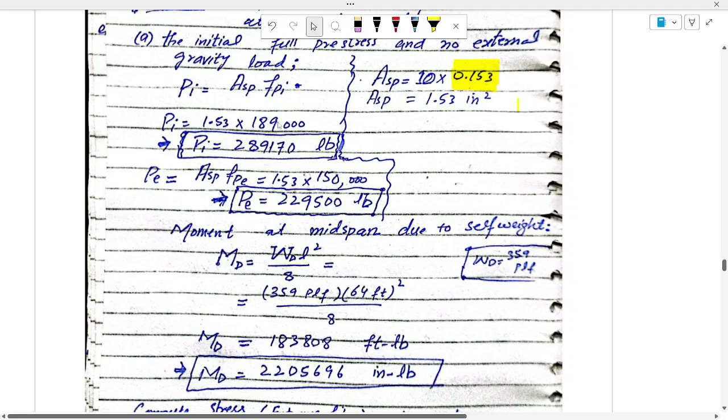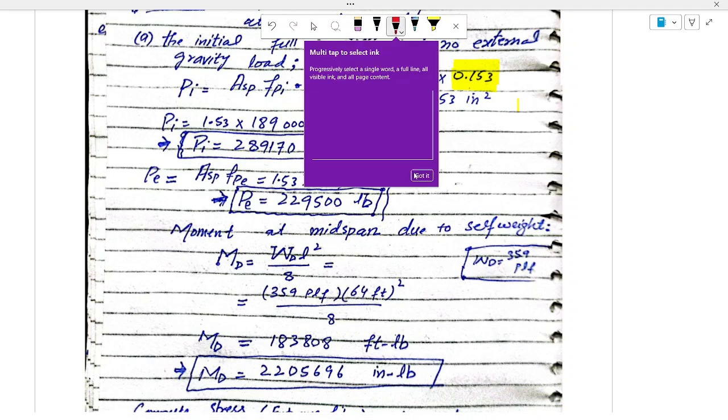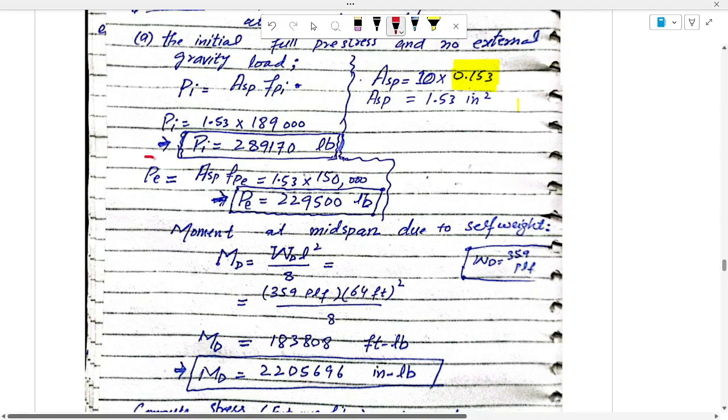In this first condition, when the initial full stresses are used with no external gravity load, we don't need PE, but we just calculated it for the second condition when service loads are applied. So just ignore this PE. We calculated PE the same way we calculated PI.